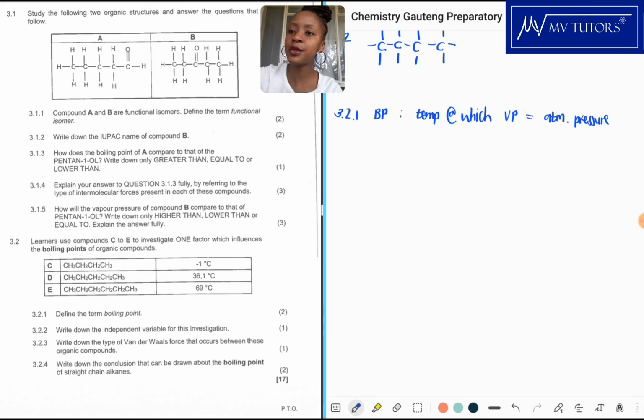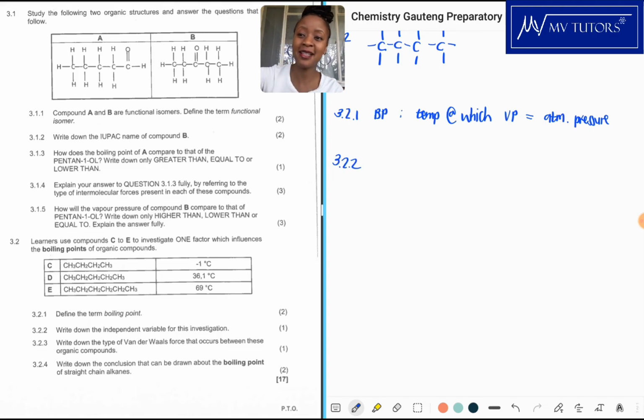Then 3.2.2: write down the independent variable for this investigation. For those who don't understand the difference between independent variable and dependent variable, independent means it is as it is. It doesn't depend on anyone or anything. For example, today's quite a hot day. If you were to measure temperature against ice cream sales, your ice cream sales are dependent on the temperature. The colder it is, the lower your ice cream sales will be. The hotter it is, the higher your ice cream sales will be. So your independent variable will be temperature, and your dependent variable will be ice cream sales.